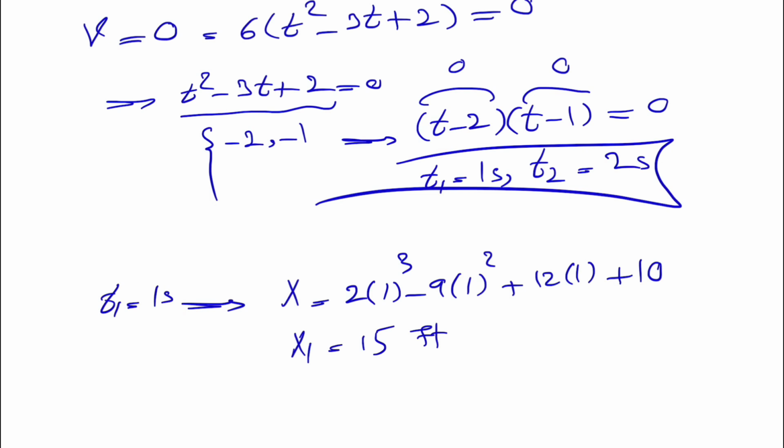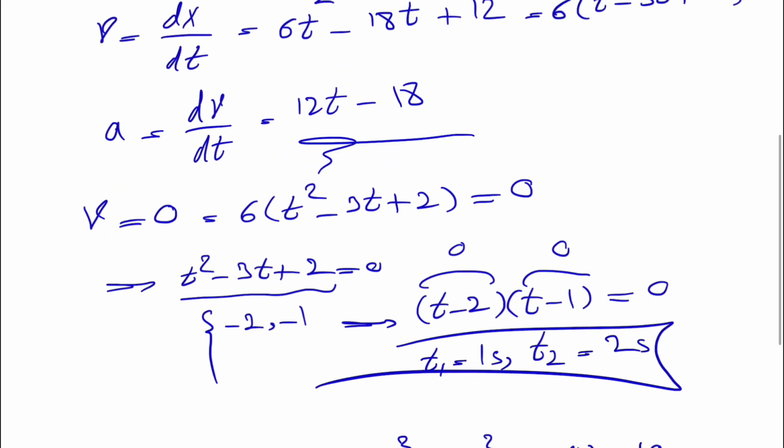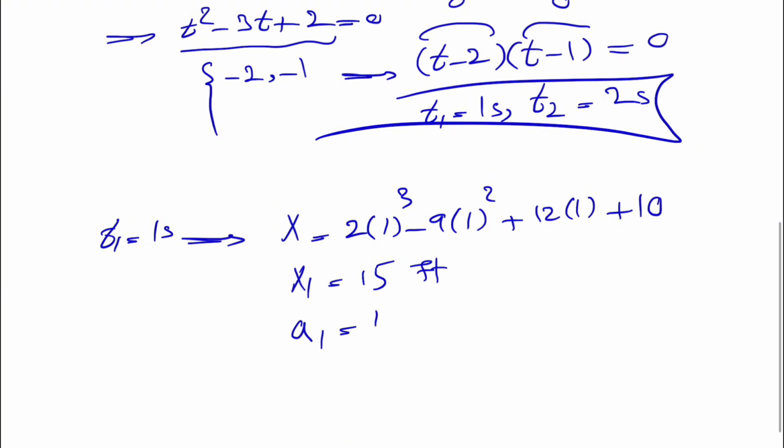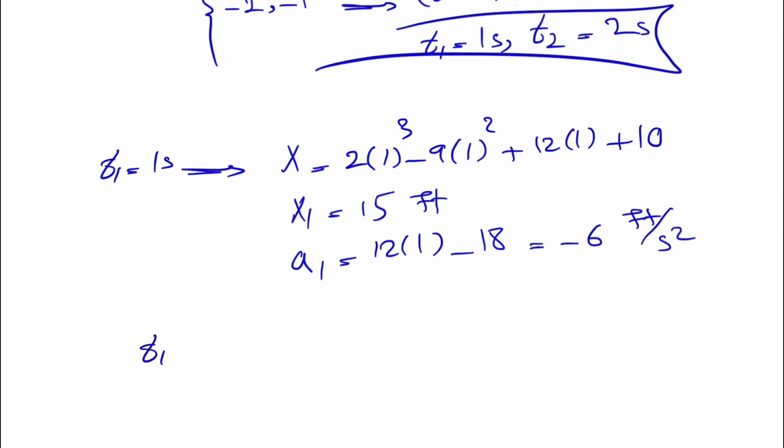So one of the answers is here, and if we want to find the acceleration, we have to go to our equation for acceleration, which is basically 12t minus 18. So 12 times 1 minus 18 is going to give us minus 6 feet per square second. If you want to write down the final answer for this one, the t will be 1 second, the x1 will be 15 feet, and the first acceleration for this time value would be minus 6 feet per square second.